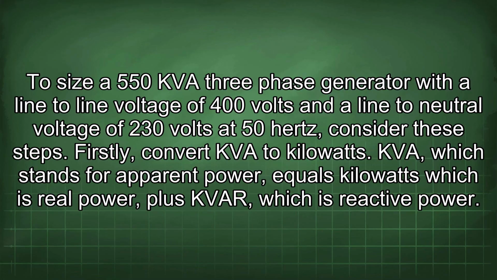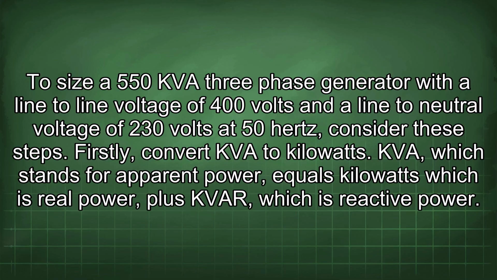To size a 550 kVA three-phase generator with a line-to-line voltage of 400 volts and a line-to-neutral voltage of 230 volts at 50 Hz, consider these steps. Firstly, convert kVA to kilowatts.